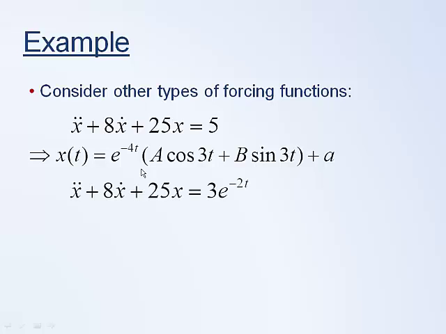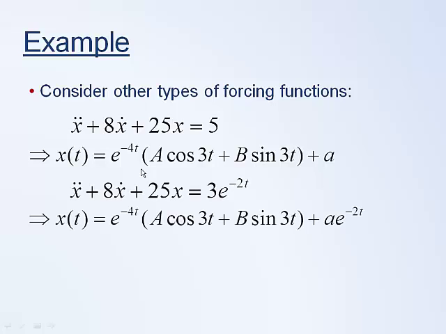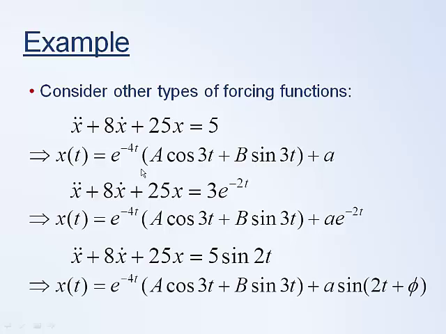If the forcing function has the form of an exponential, we still have the same homogeneous part, but the particular solution now has the form of an exponential with the same exponent. And if we force the system with a sinusoid, if the force is oscillating with a frequency of 2 radians per second, then the displacement of the mass is also going to oscillate with a frequency of 2 radians per second.